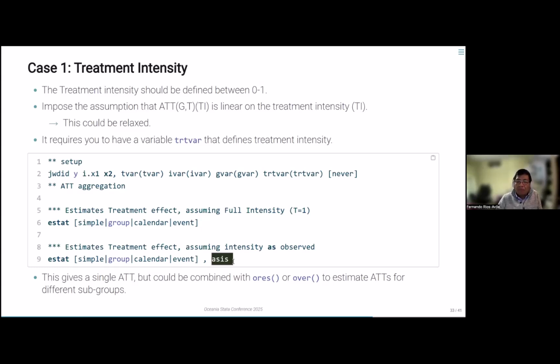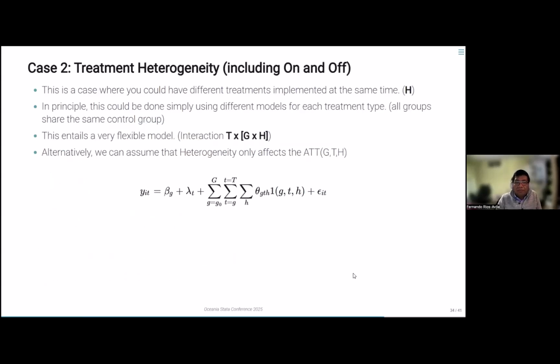All of these can be combined with the same options as before, of the other restrictions and the other option. Treatment heterogeneity, which could include the on and off situations. The most flexible model in this scenario would be to just include an additional interaction to all the cohorts. And that's what it would allow you to do.